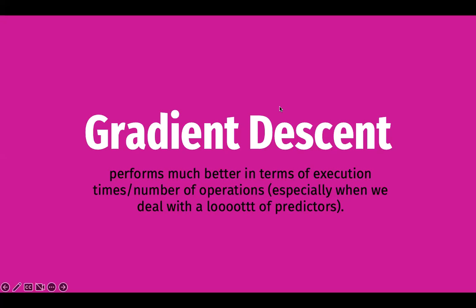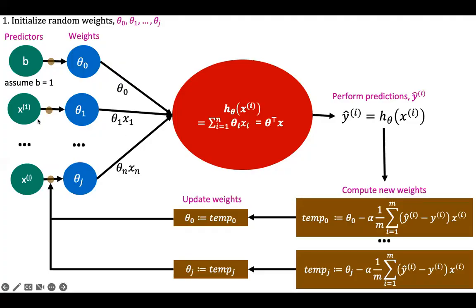Gradient descent is another alternative that we can use, especially if the data set is large. Okay, and it performs much better in terms of execution time and the number of operations, essentially reducing the cost of the computation, especially when, of course, we deal with a lot of predictors. And in real world data, data involves a lot of features, okay?